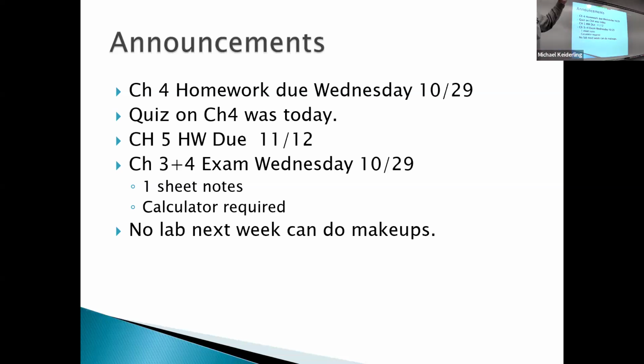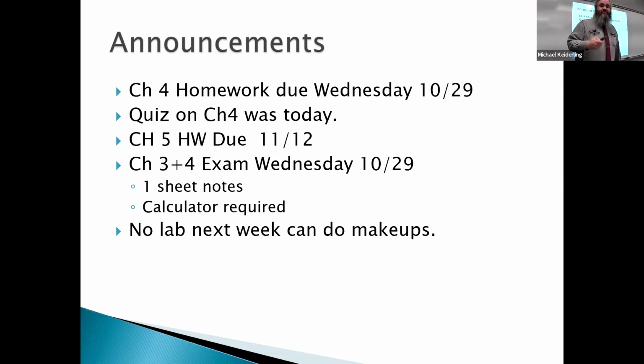So on Wednesday, we will not be having a lab. We will be having the exam. You get one sheet of notes. A calculator will be required. It's similar in length to the last exam. And there's no lab next week. But if you need to make up any labs, you can come in and make up labs then.